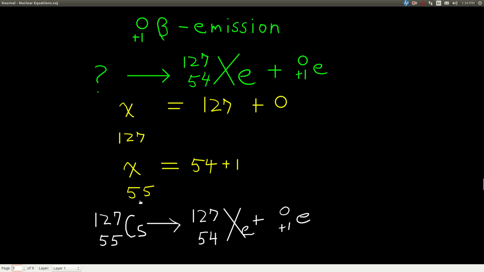Knowing the atomic number, we can see what element it is. Looking on the periodic table, we see that atomic number 55 is cesium, so we can write the complete nuclear equation. Cesium-127 undergoes positron emission to produce xenon-127 and a positron.